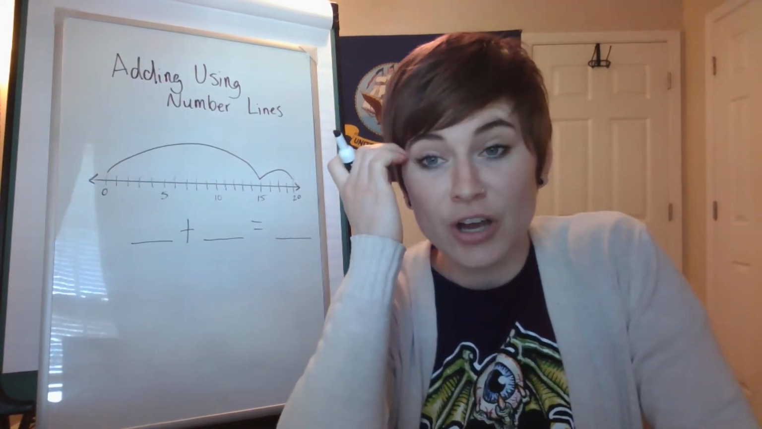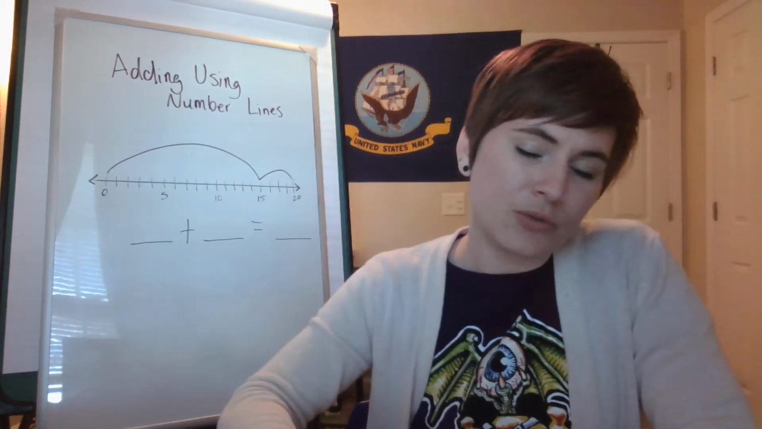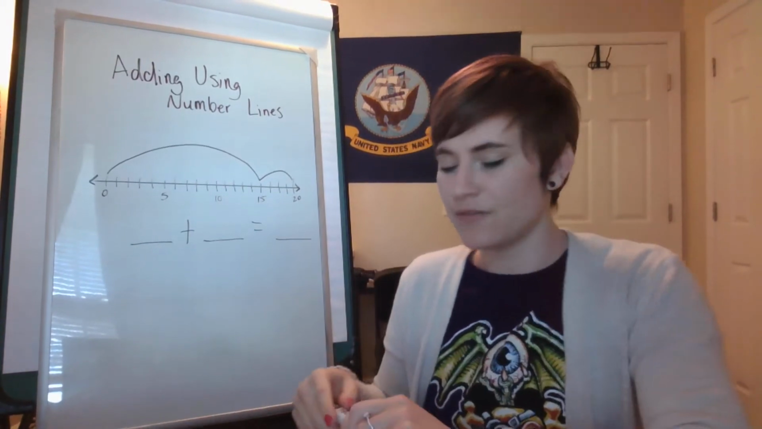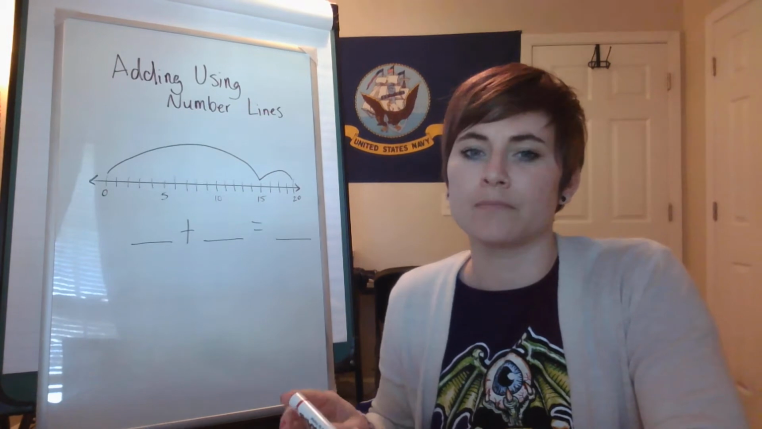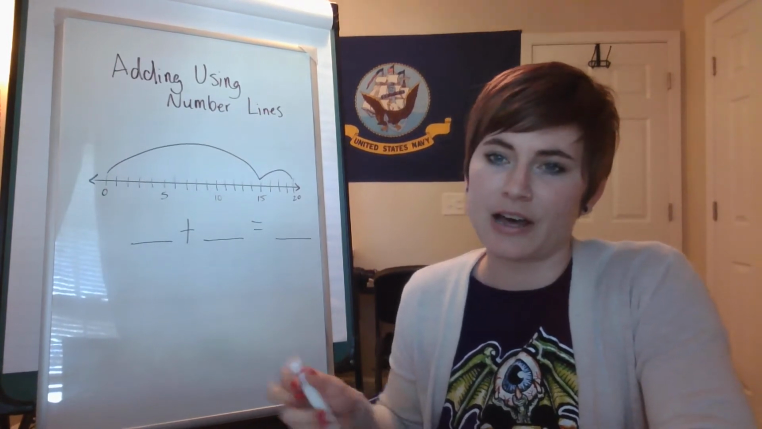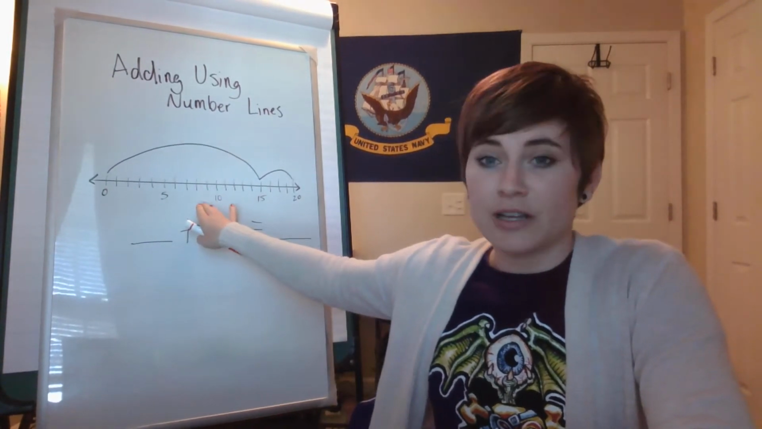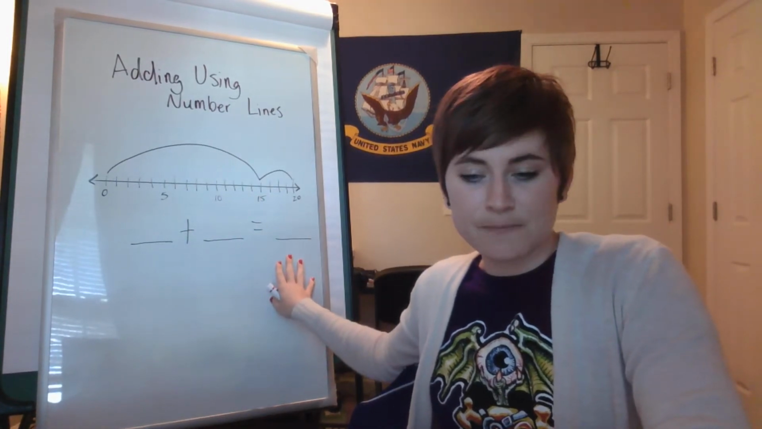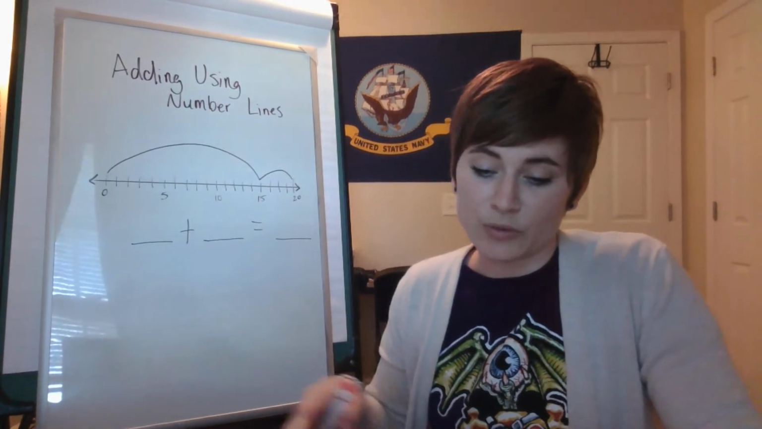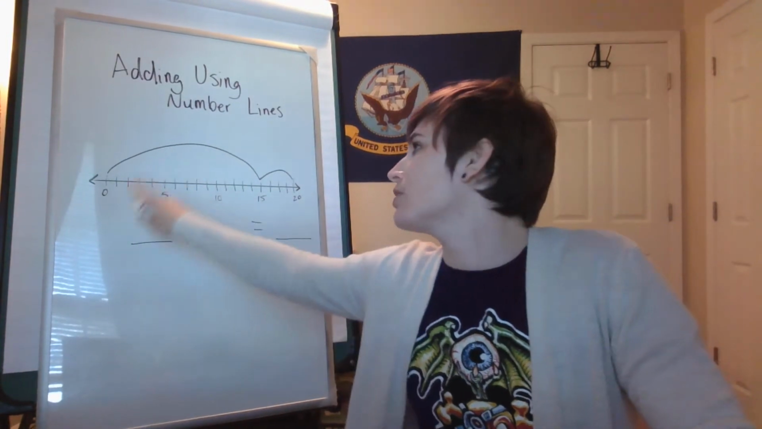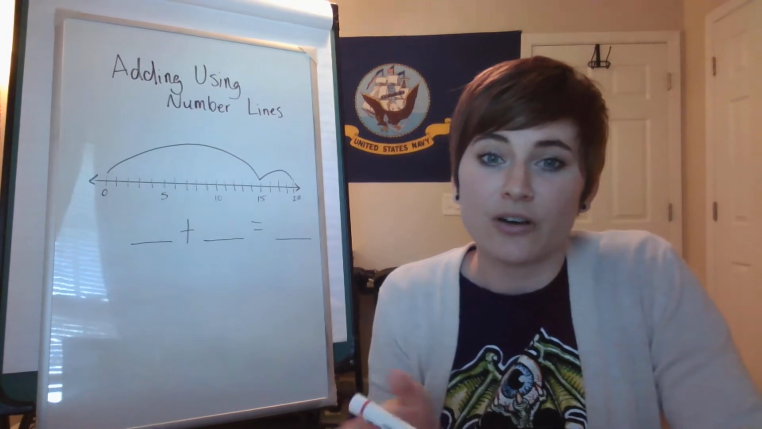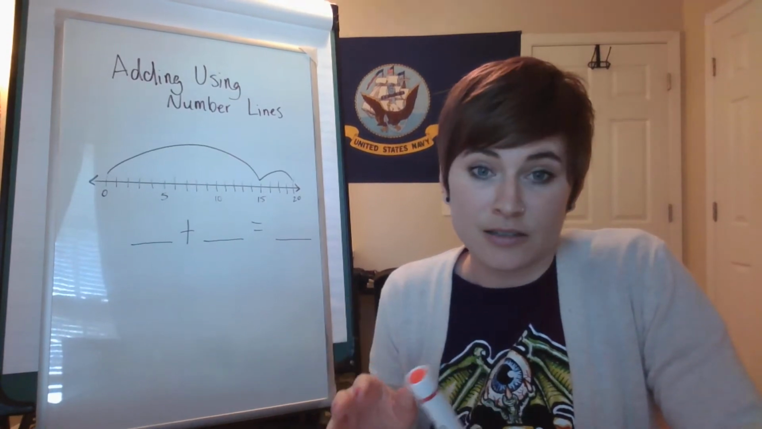So today we're going to be talking about adding using number lines. Now you'll see several different versions of this. In your new packet, you're going to have problems that look like this with pre-drawn lines where you have to fill in the blanks. And then you're gonna have another one where you're gonna have filled in blanks and you're gonna have to draw your own lines on the number line to figure out how to add numbers.